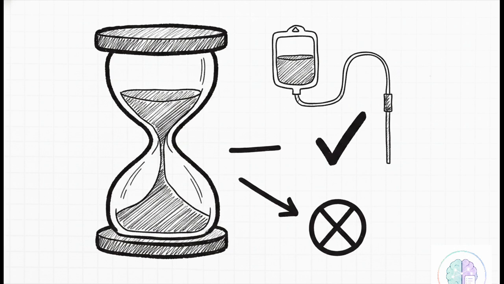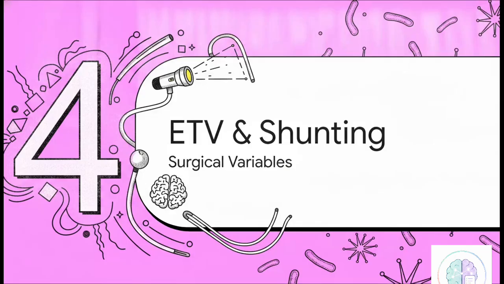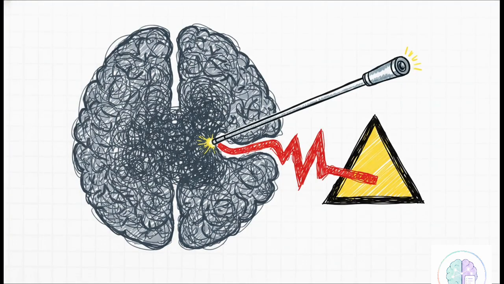We only pull the trigger on shunting if there's a demonstrable, positive response in that specific window. Section 4. ETV and shunting variables. Let's unpack endoscopic third ventriculostomy, or ETV, and the permanent shunting options.